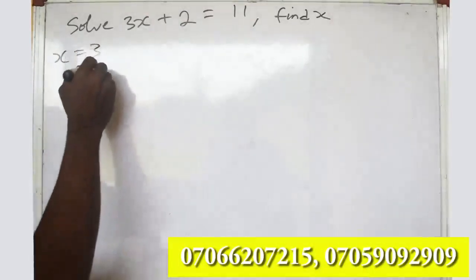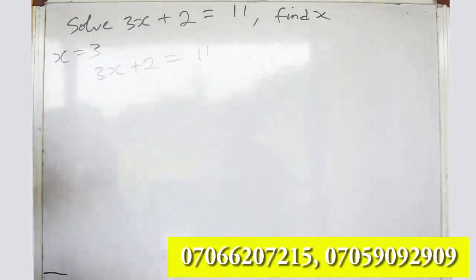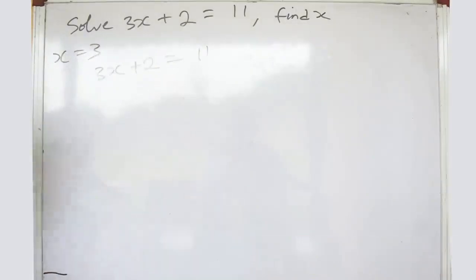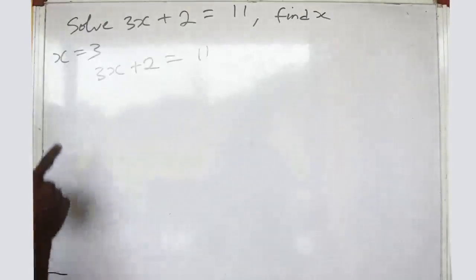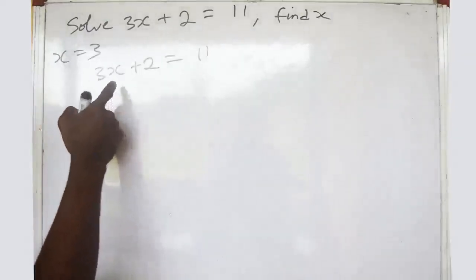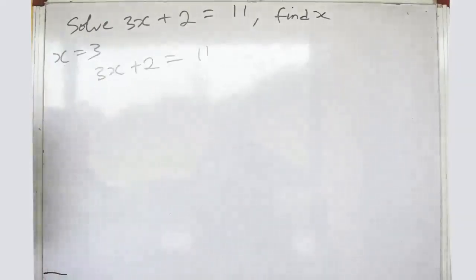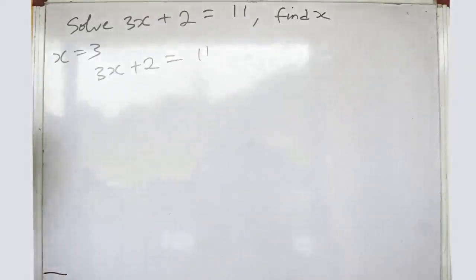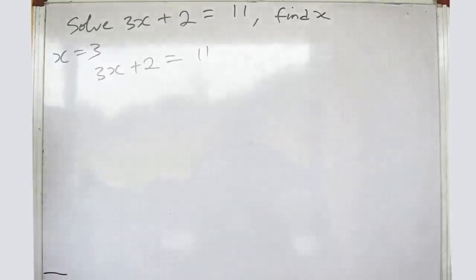So you remember that the question says 3x plus 2 is equal to 11. What is telling you that whatever is at the left hand side must be the same thing as the right hand side. Also, what you need to do is you put x, anywhere you see x, you put what? 3. But in this given question, x only appears at the left hand side. We have no occurrence of x at the right hand side.